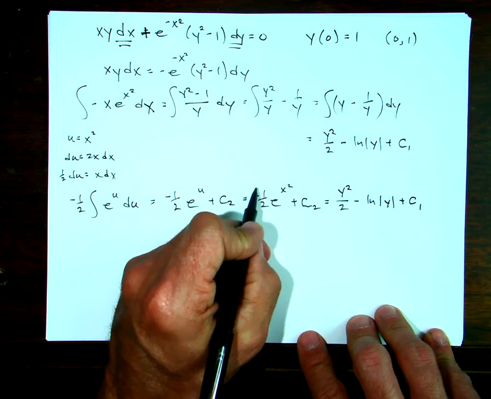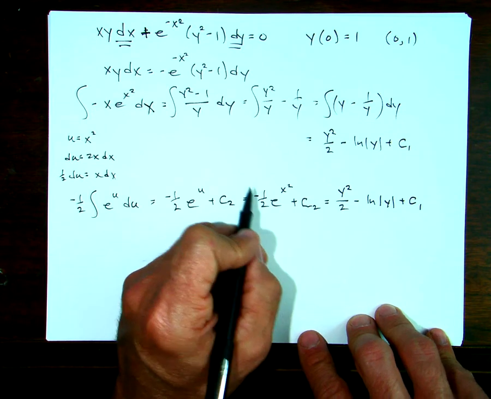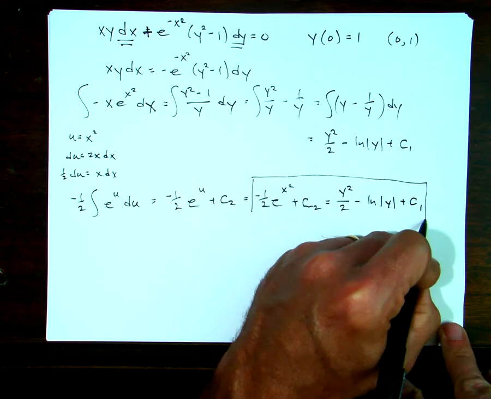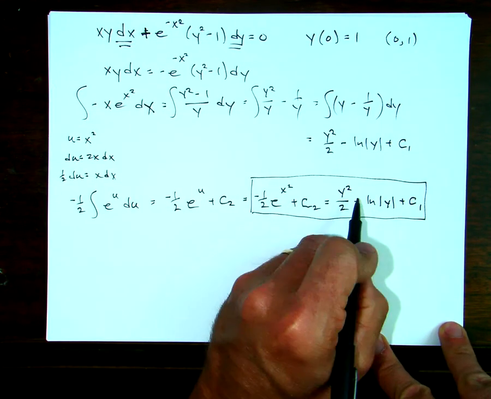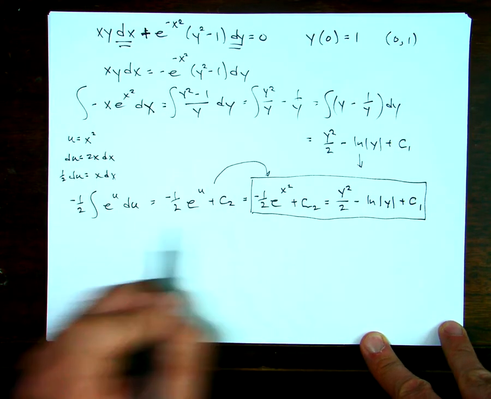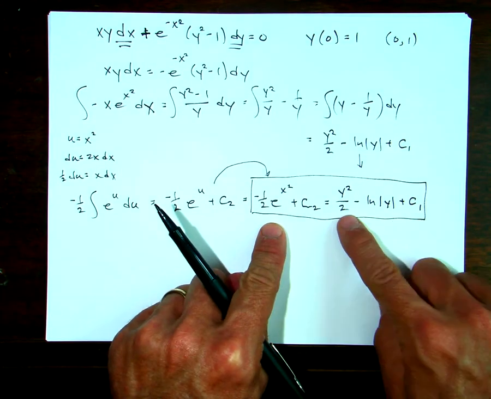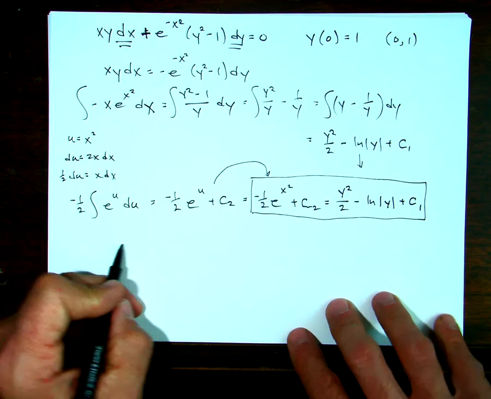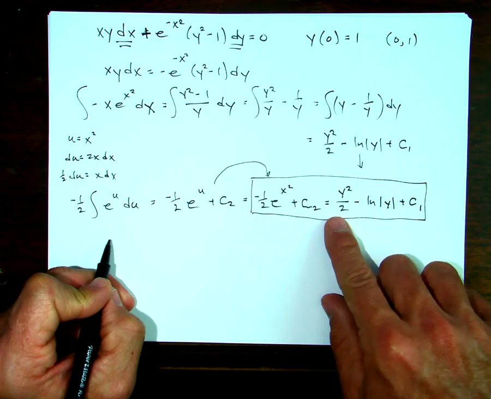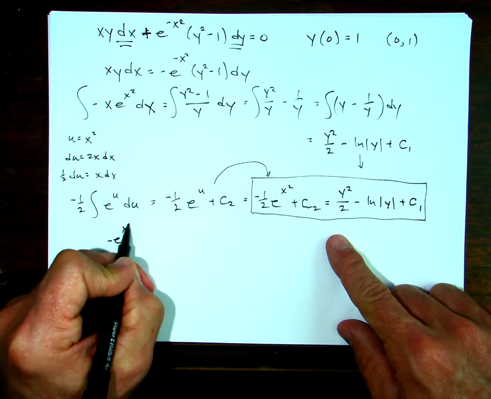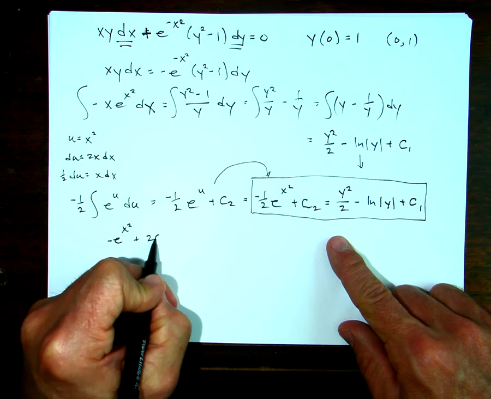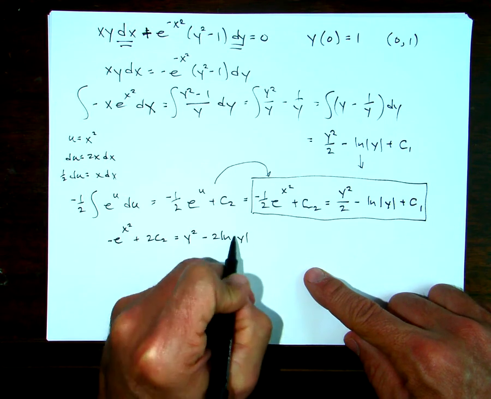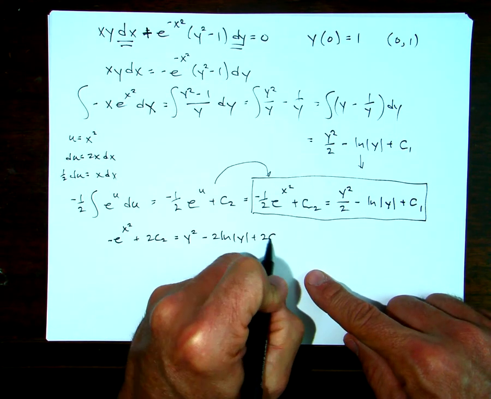All right, now all I'm going to do is clean this up a little bit. Just to make it easier to look at, I'm going to multiply both sides by 2. We got this from doing this integral, we got this from doing this integral. If we multiply by 2, we can get rid of these factors of 2, and we'll combine our c's on one side. So multiplying this by 2, I would get negative e to the x squared plus 2c2 equals y squared minus 2 ln absolute value of y plus 2c1.